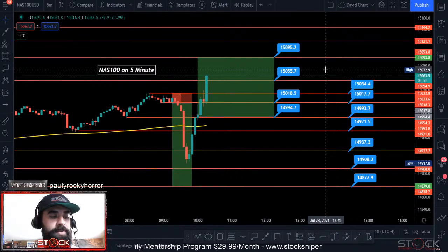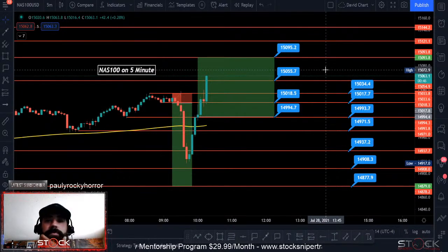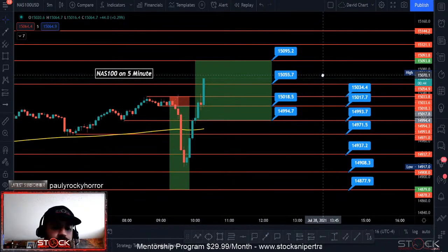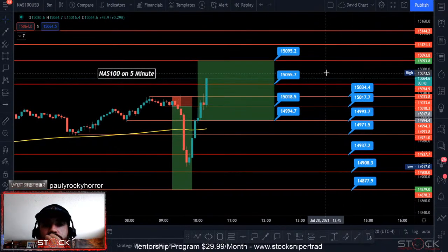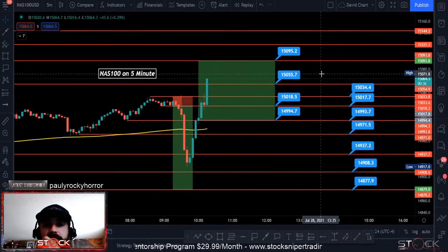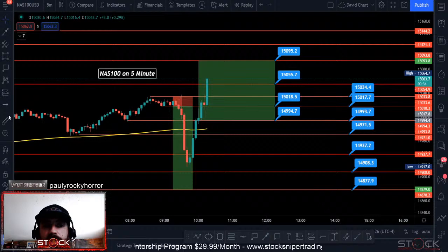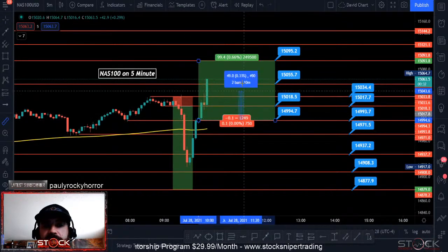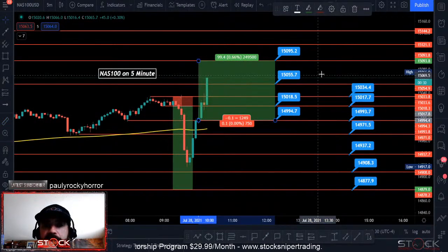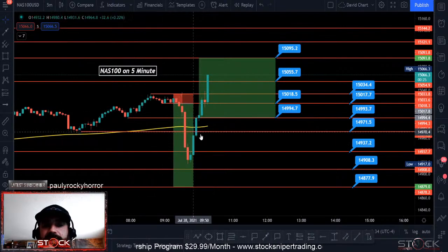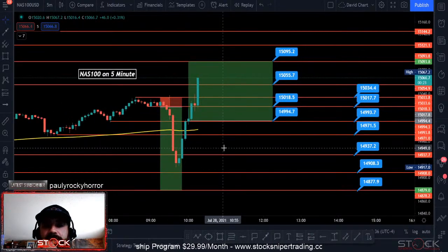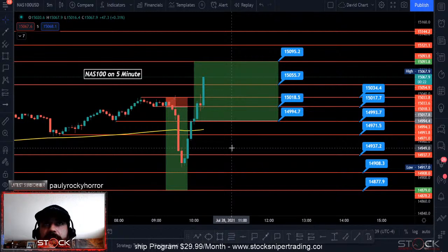Getting a nice little push. Very bullish candle there, guys. Very bullish candle. All right. From entry, guys, risk free, 68 pips. Guys, this is a very good trade, guys.